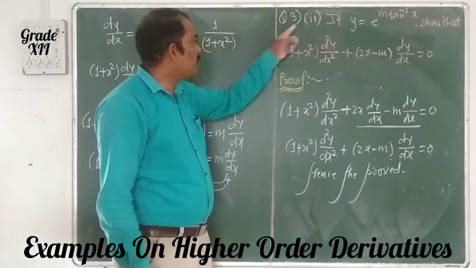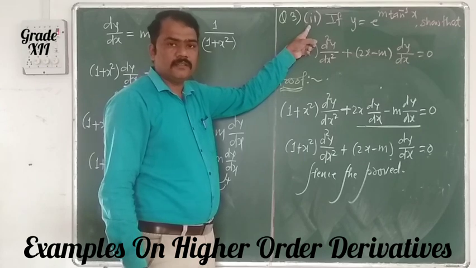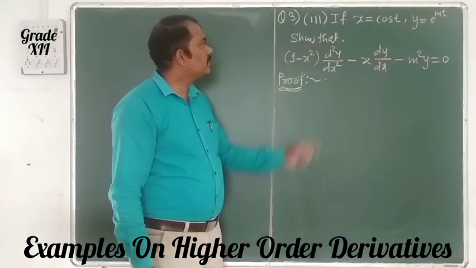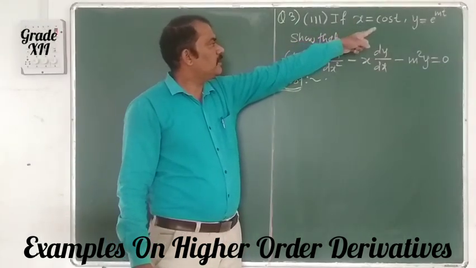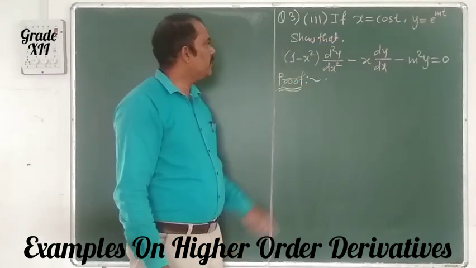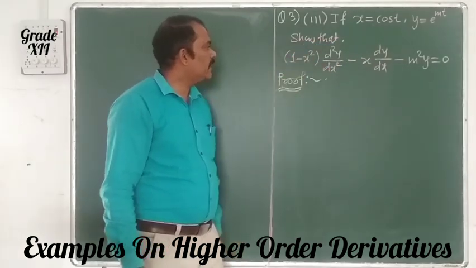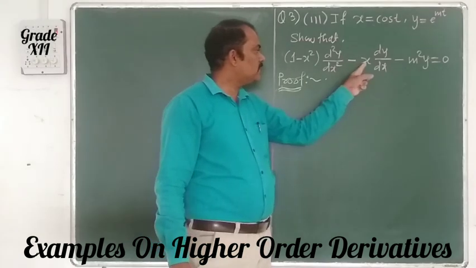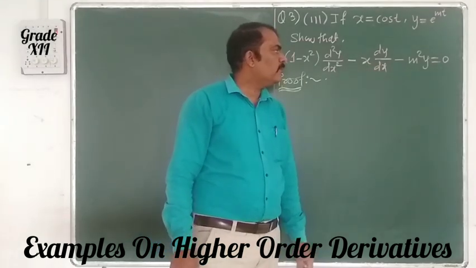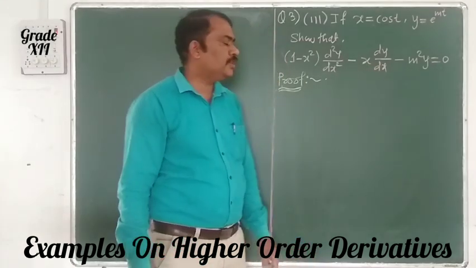After that we have to discuss example number 3. Example number 3: if x is equal to cos t, y is equal to e^(mt), show that (1 − x²) d²y/dx² − x dy/dx − m²y is equal to 0.